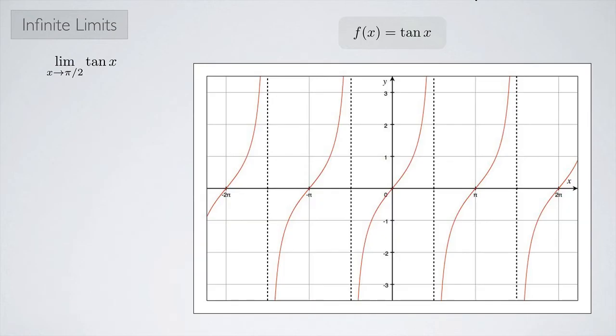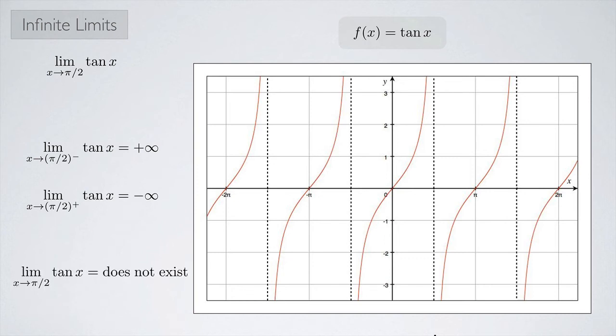So here's the graph. We know tangent has a whole bunch of asymptotes, and in particular at pi over 2 there is an asymptote right here, a vertical asymptote. And so we would expect that as we approach pi over 2 from the left, we go to positive infinity, while we approach from the right, we should go to negative infinity. And in fact, that's what we find. So the limit as x approaches pi over 2 of tangent of x does not exist.